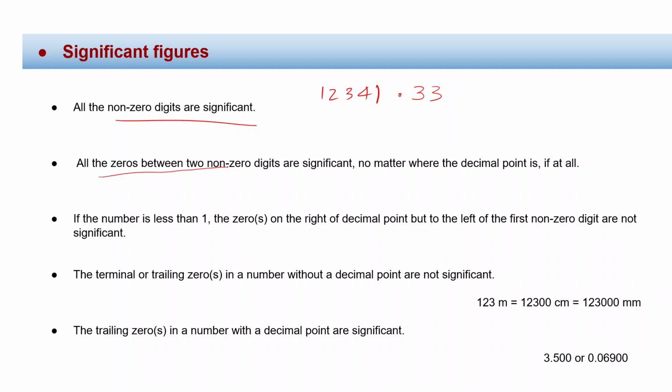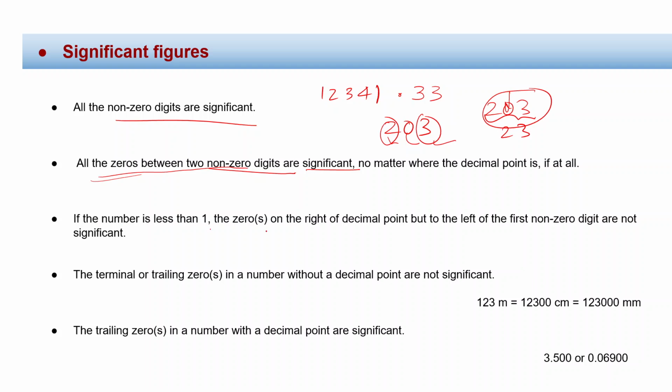Now all the zeros between non-zero digits are significant. If I have a number 203, this is significant, this is significant. Just now we said all non-zero digits are significant. So if a zero comes between two non-zero digits, then it is also significant. There's 203. If this digit is not here, it will be 23. So it also has a significant place. So this is one rule.